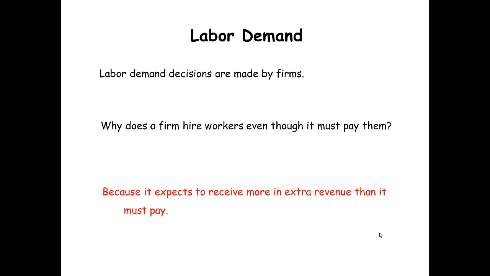So, labor demand. Labor demand decisions are basically made by firms. They are the ones who decide how many workers to employ, how many hours they should work. So why does a firm hire workers even though it must pay them? Well, it does so because it expects to receive more in extra revenue than it must pay the workers in wages.